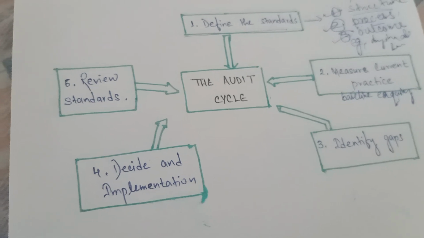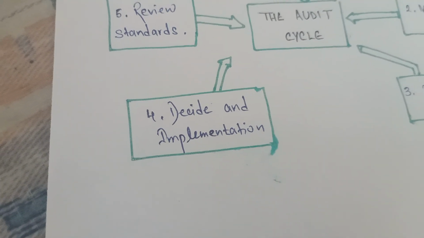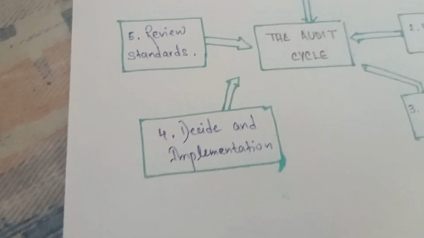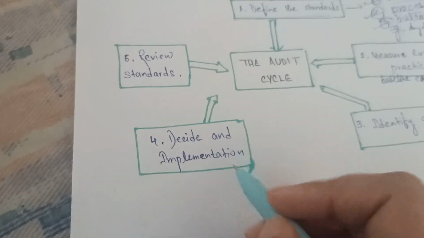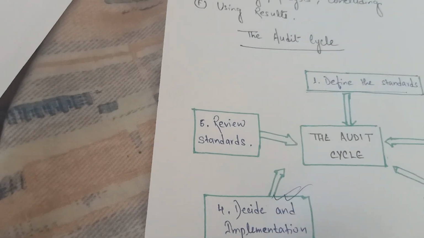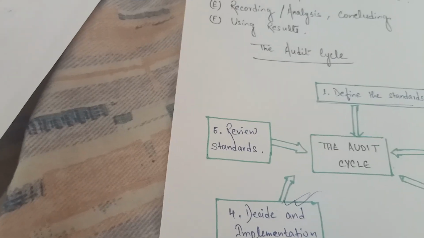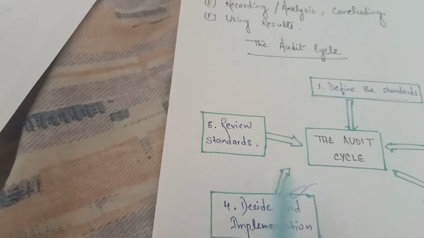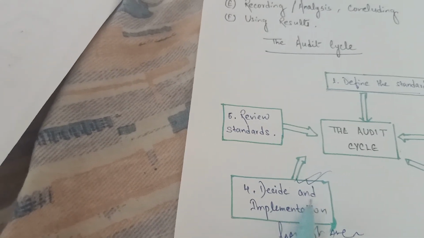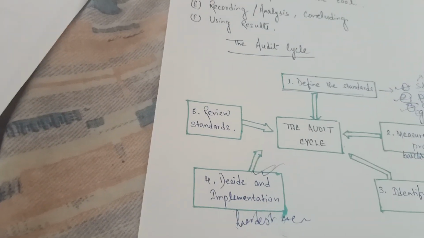Okay, and the fourth one is decide and implement action. Of course, this is the hardest area to address and involves the input from the whole team. An action plan needs to be developed.